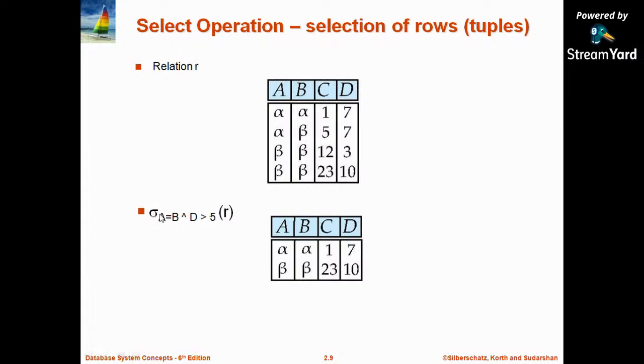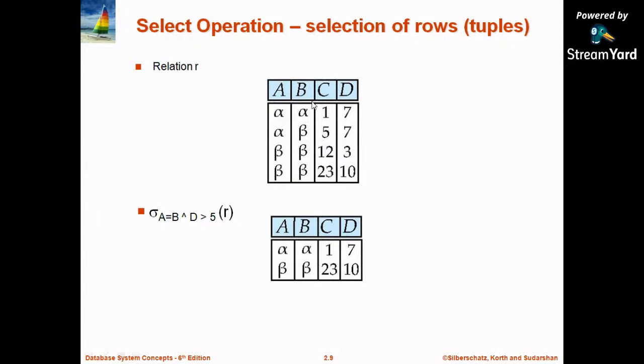If the value of this formula is true for a row, then that row will be displayed, and in brackets you have to write the relation name. So I again repeat: sigma with the condition as a subscript, and on the same level you write the name of a relation R, which will extract some of the rows from the relation.